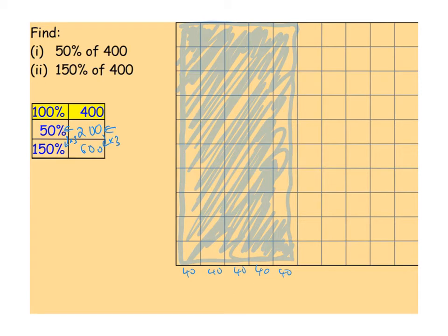Or another way I could do it would be to say that 150% is the total of 100% and 50%. So if I add these two together, then I get 150%. So if I add 400 and 200 together, I'll get the right answer, which is 600. Okay, so that's 2 ways you could do that question.